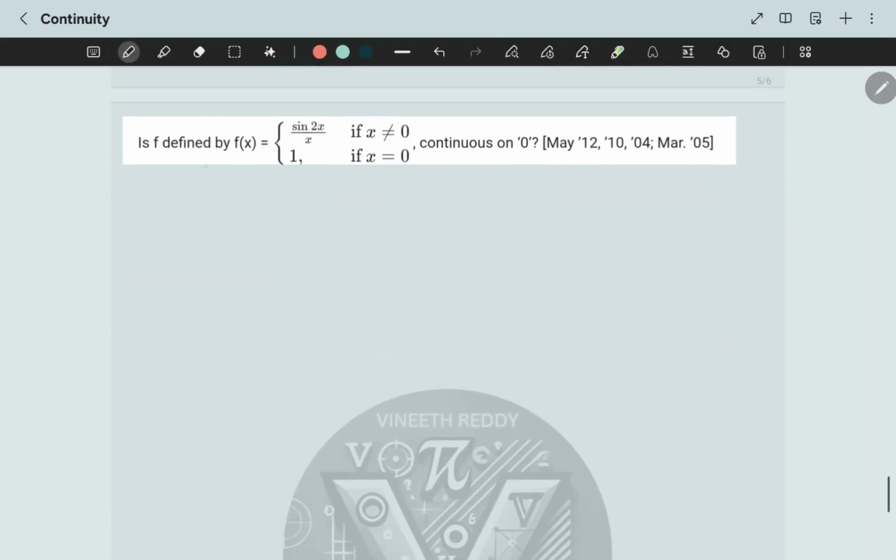And we have one more question. Is f defined by this continuous at 0? Again, we have to find limit x approaches 0 f of x, whether that is equal to f of 0 or not. If it is yes, then we can say it is a continuous function. So again, this also is a homework question. Please do comment the answer in the comment section.